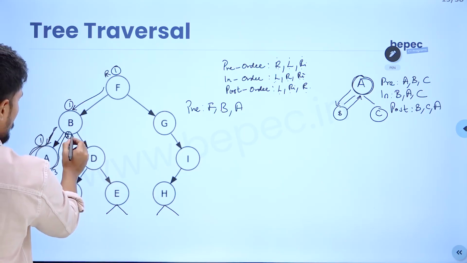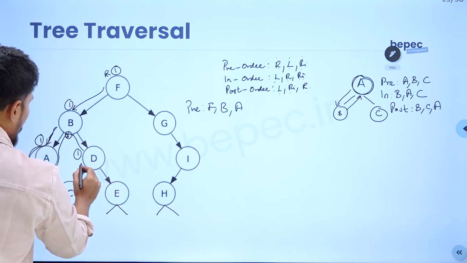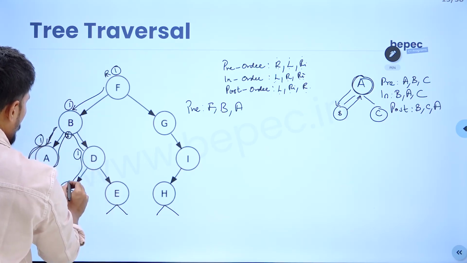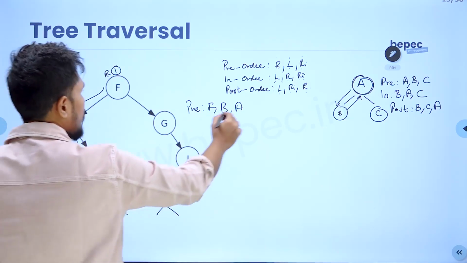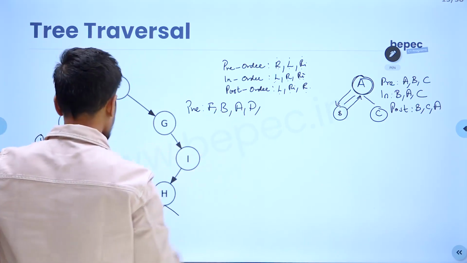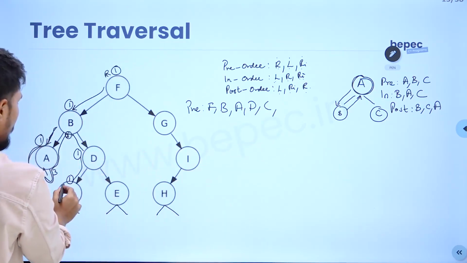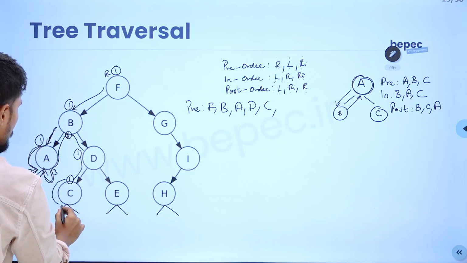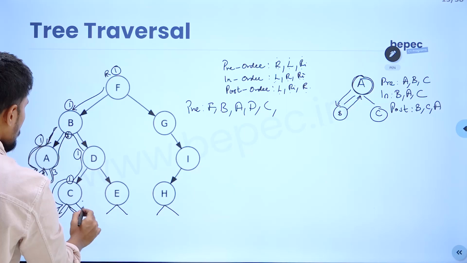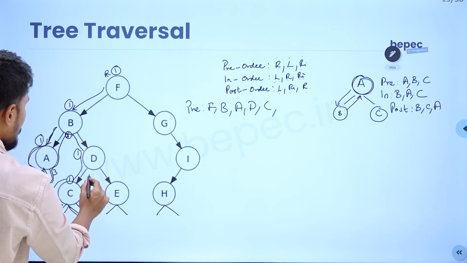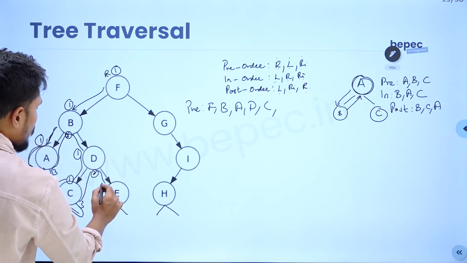Now from B, it hits D for the first time. And from D, it goes and hits C for the first time. So we can say F, B, A, and then we write D, and then C. After C, it hits C for the second time and the third time, then it hits D for the second time, and from there it hits E for the first time.